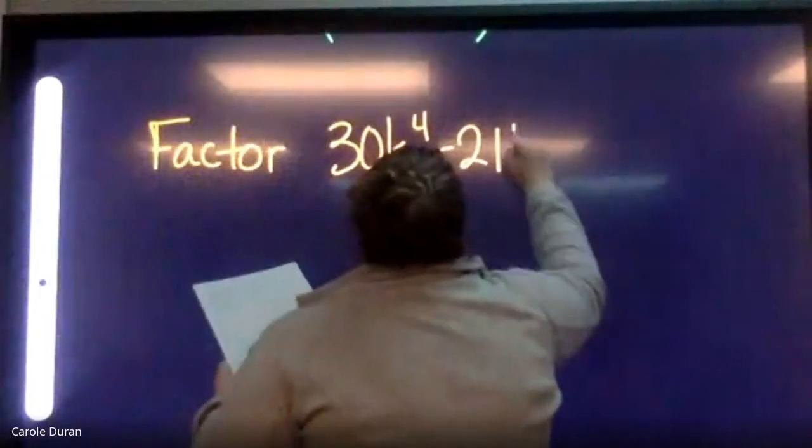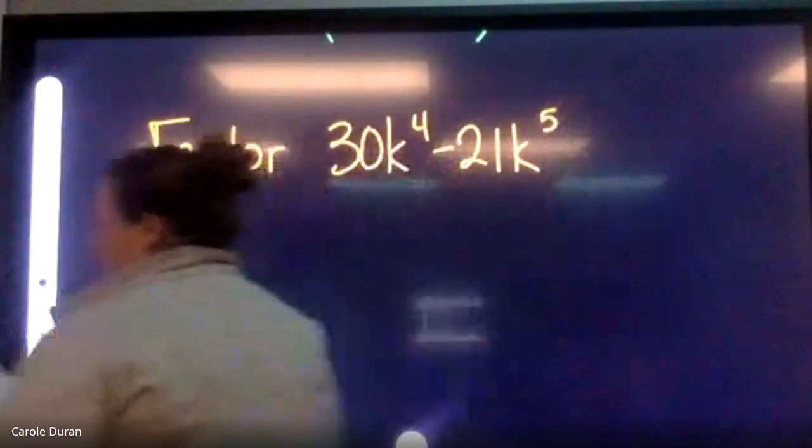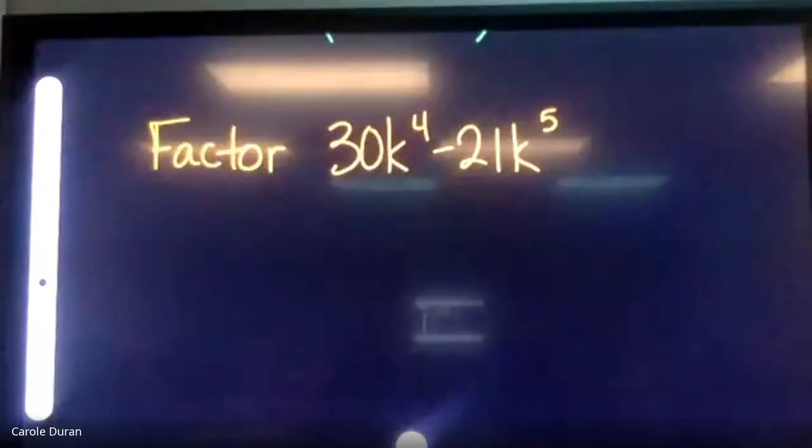Hey, on your own, please factor this one. So this one is 30k to the 4th minus 21k to the 5th. I do suggest you do this in 2 steps, like the previous one, and then I'll have somebody talk us through it.